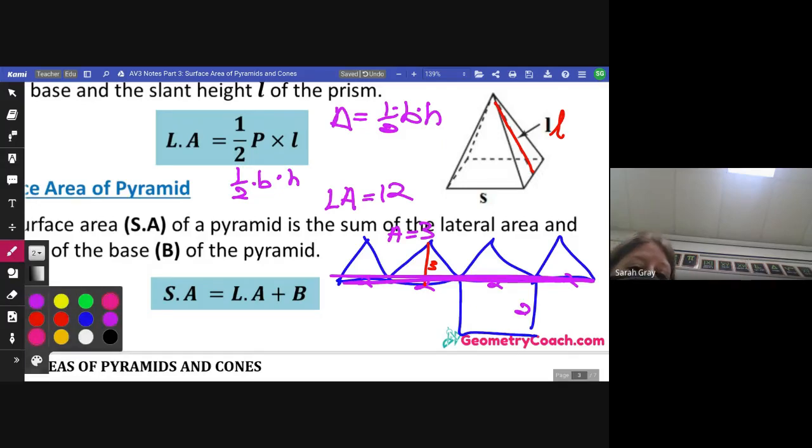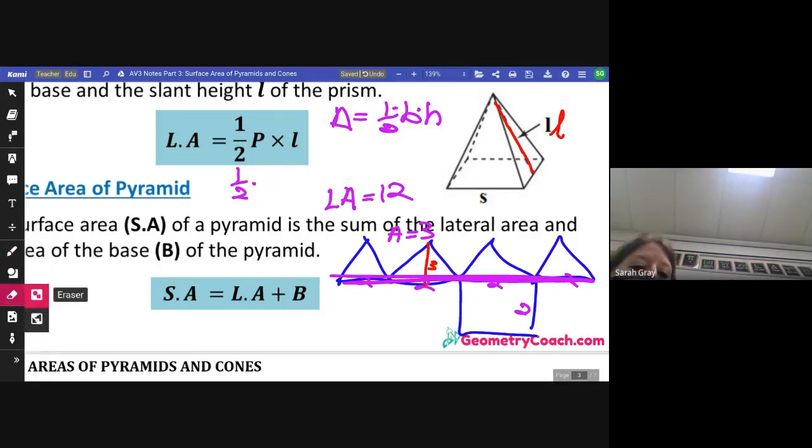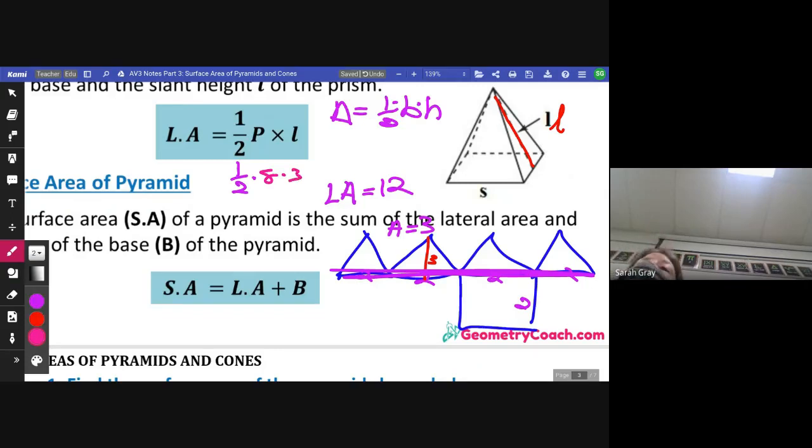To test to see if it works, 1/2 times perimeter. The perimeter of our square is 8 because each side was 2. Our slant height we said was going to be 3. 1/2 times 8 times 3 is, again, 12. So the formula does work. All right? So up to you. Do you memorize the formula? Or do you find the area of each triangle and add them up? And then for surface area, you're just going to add that base.